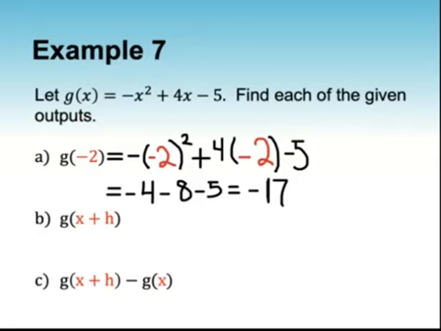For part B, we have g of x plus h. Notice the difference here is that we're not inputting a number, but we're inputting another expression. And that's perfectly fine. We can do that. We're just going to replace x with x plus h. So we have negative, we're going to open up some parentheses, and we're going to put in place of x, x plus h.